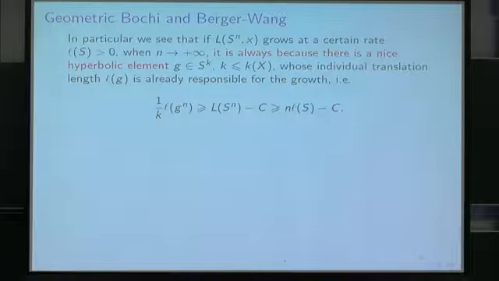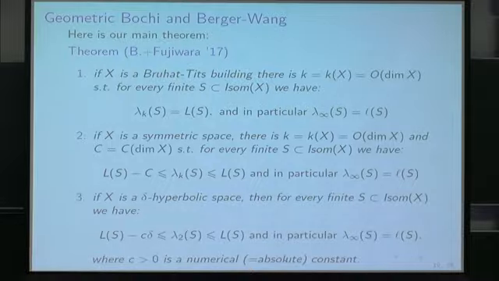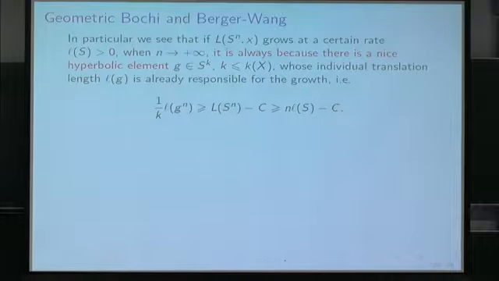Okay. So you see a translation of this inequality. You can find this g as a short word in the elements of S to the k, and L of g to the n will grow just like L of S. So this is responsible for the growth. It's a little bit in the same spirit as this Gleason lemma, that you can find an element whose powers are already responsible for the growth.